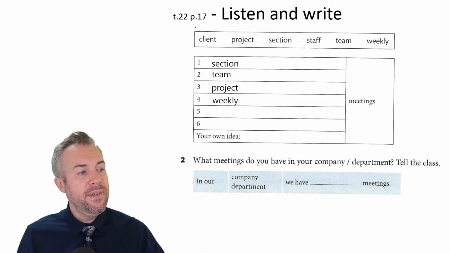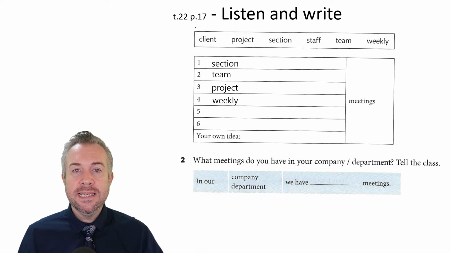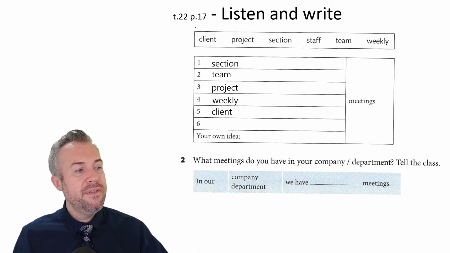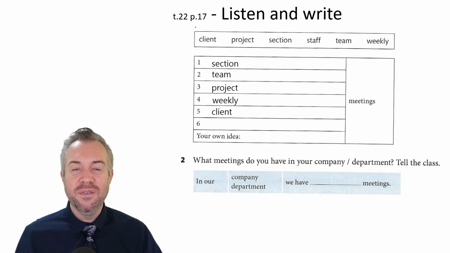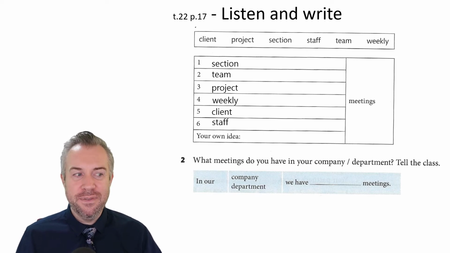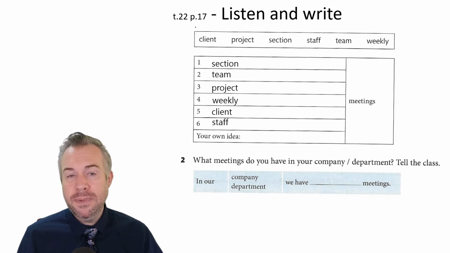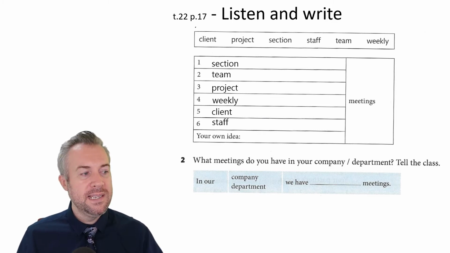And number 5 is a client meeting. Another word for client could be customer. That's right, a customer meeting. And finally, the opposite of customer is staff. So staff meeting, employee meeting is another word for that.